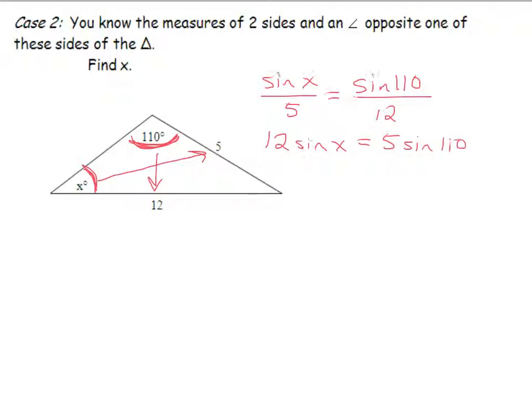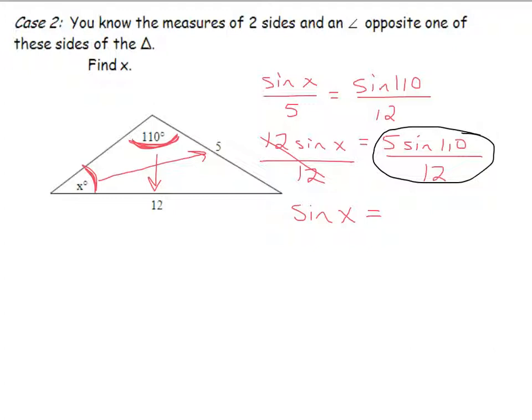Next, notice that the x is being owned by the sine and it's multiplied by 12. So I'm going to go ahead and divide both sides by 12 to get it to the other side. Now at this stage, I've got sine of x equals. I'm going to go ahead and take this and throw it in my calculator. And when I do that, I'm going to get the decimal, but you are not going to lose that decimal, okay? You're not going to round it. You're going to keep it in your calculator so that you can use it again.